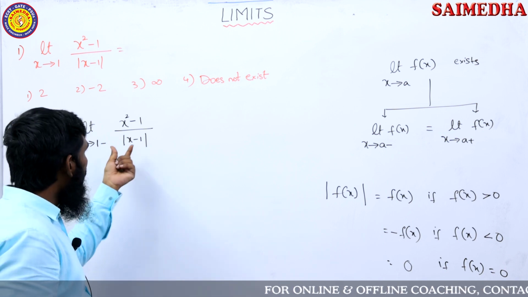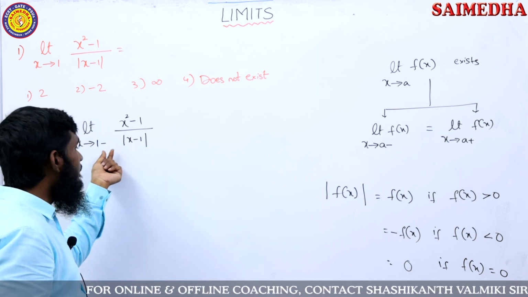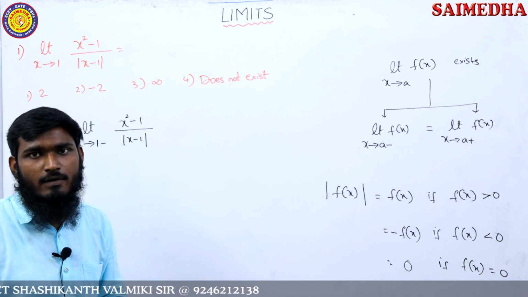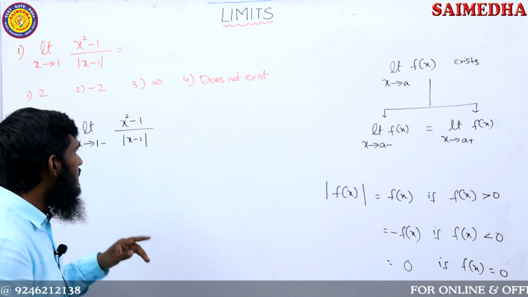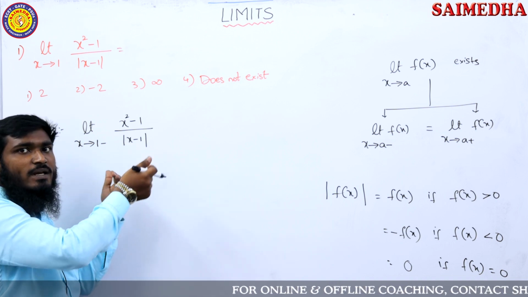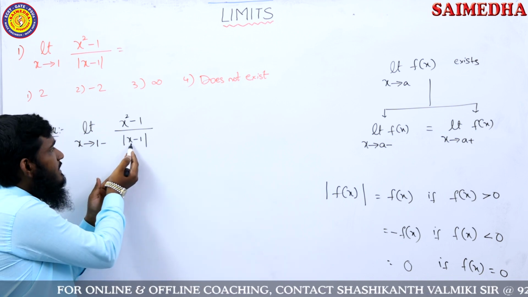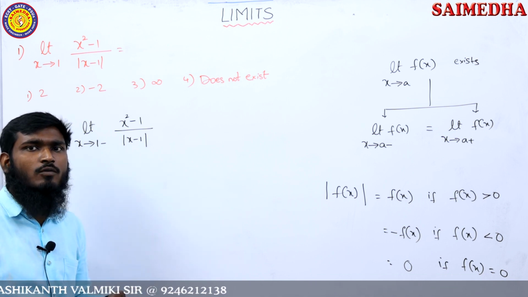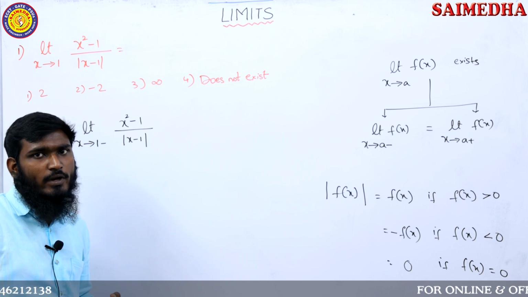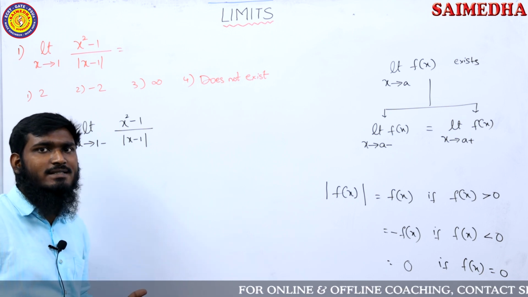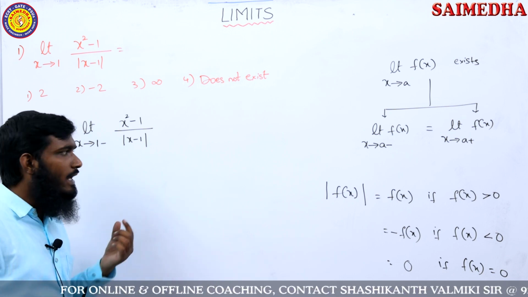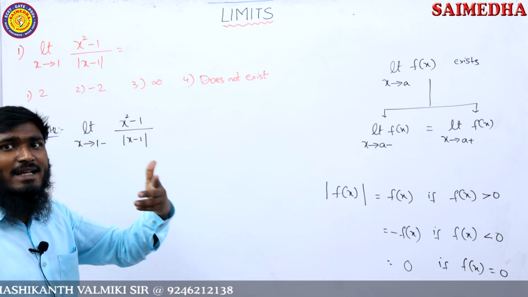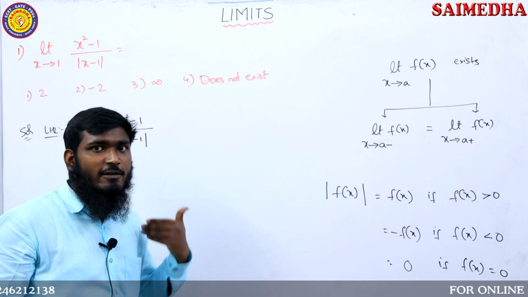Okay. Now mod of x minus 1 is there. What is the meaning of 1 minus? 1 minus means it is somewhat lesser than 1. If you are assuming the x value is somewhat less than 1, we can take it as 0.9. So whenever we are subtracting, 0.9 minus 1, we are getting the answer in the negative part.